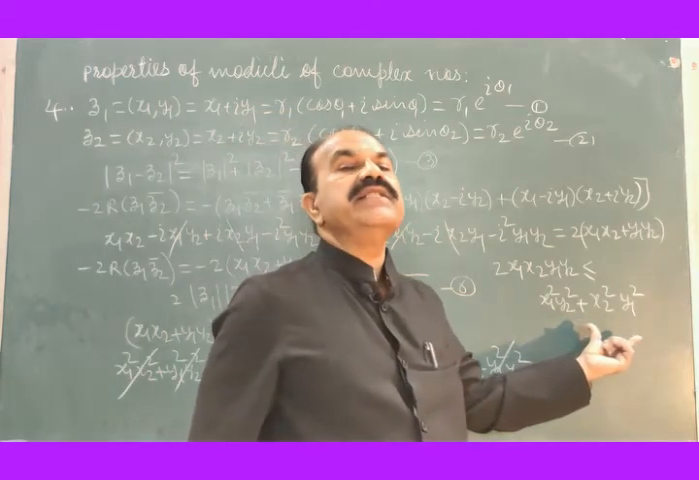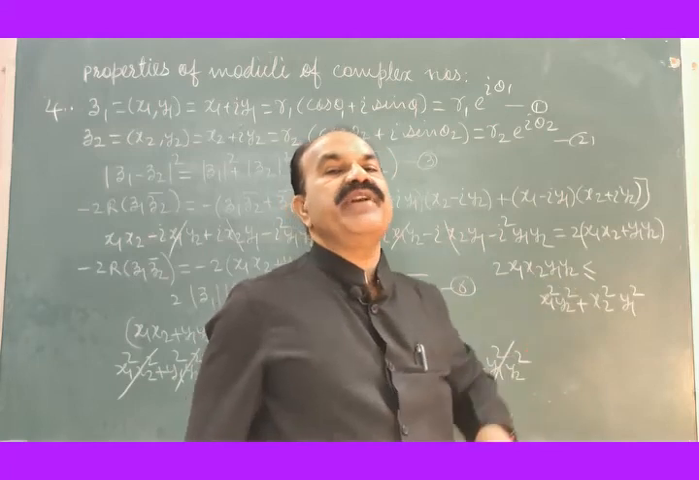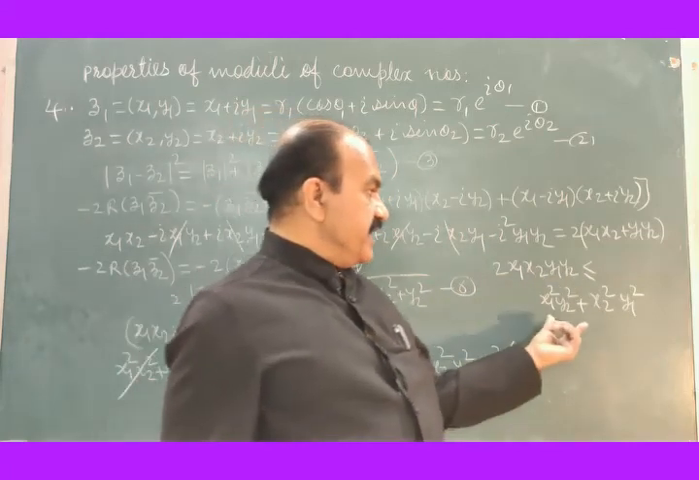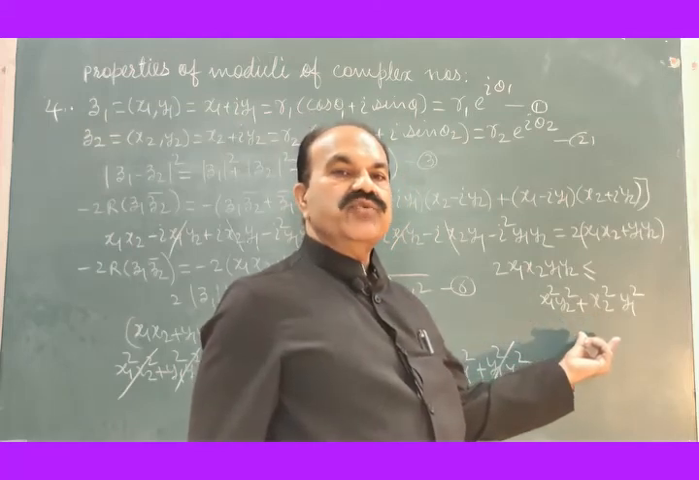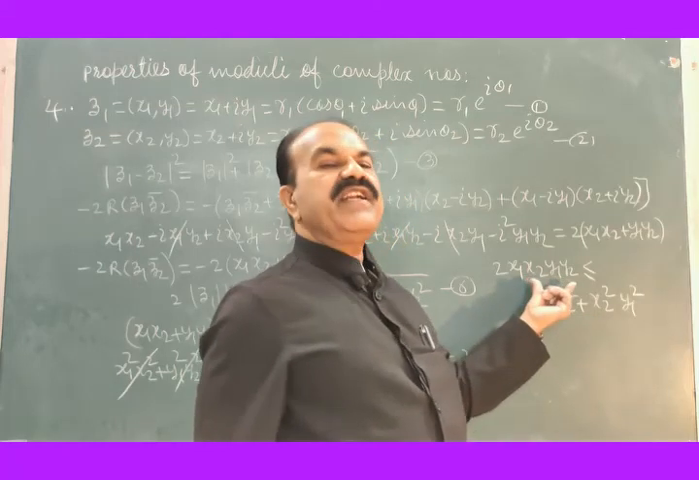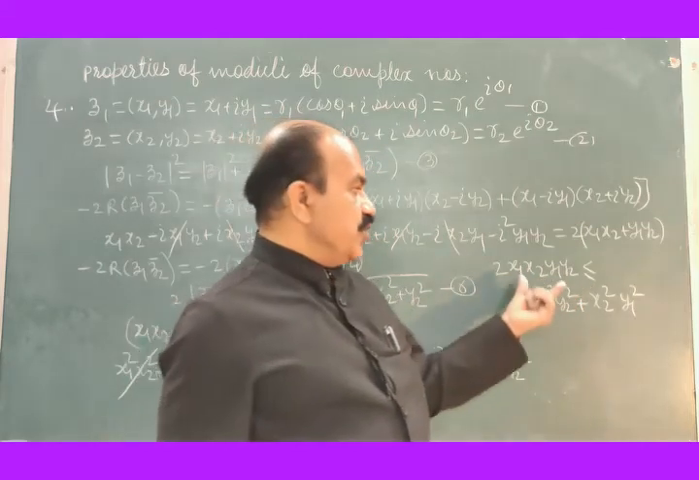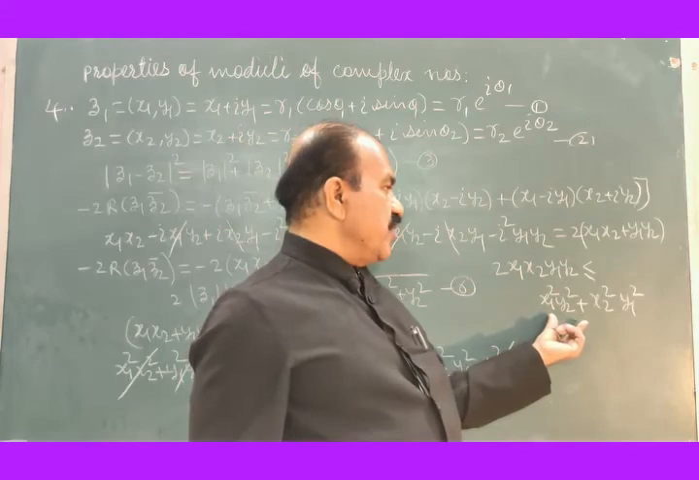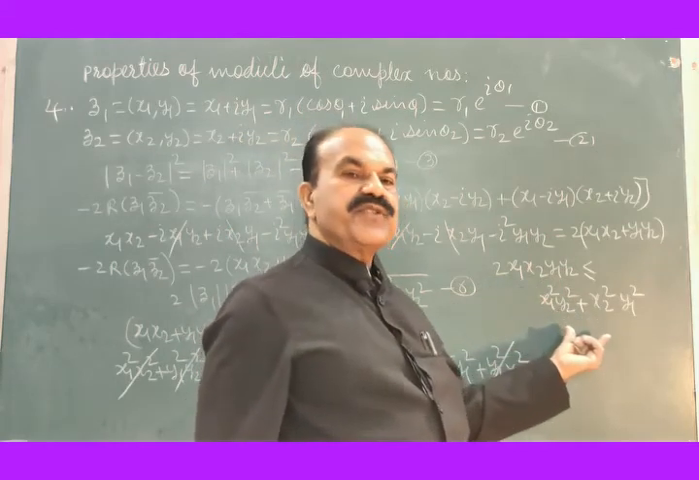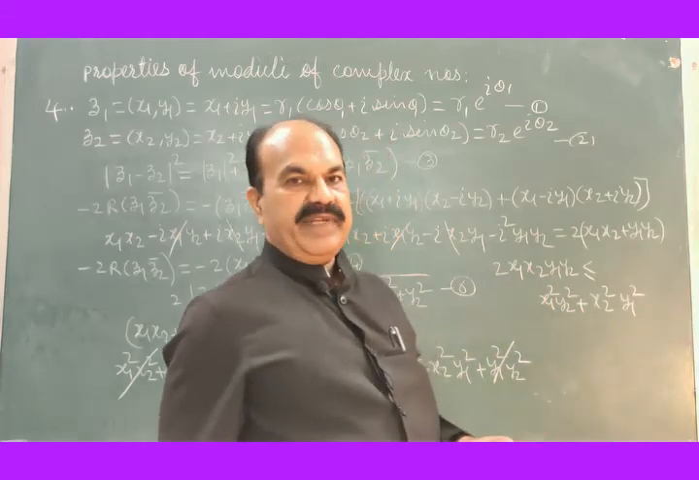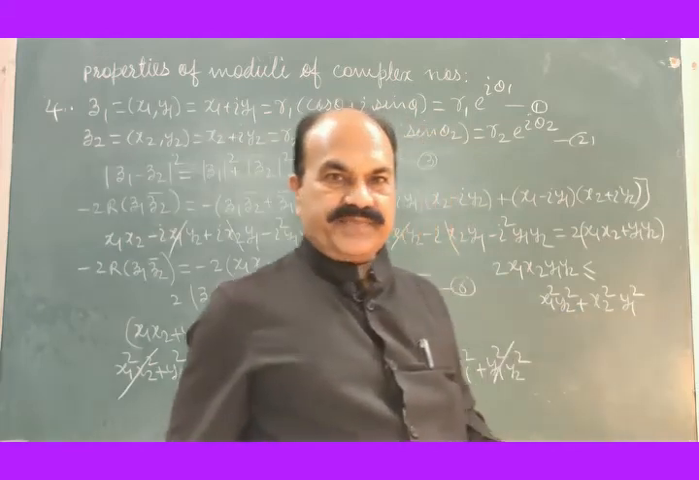RHS is known as the arithmetic mean. LHS is known as the geometric mean. It is the arithmetic mean of x1, y1, x2, y2, and the geometric mean of x1, y1, x2, y2. Geometric mean is always smaller than the arithmetic mean. It means that LHS is always smaller than RHS.